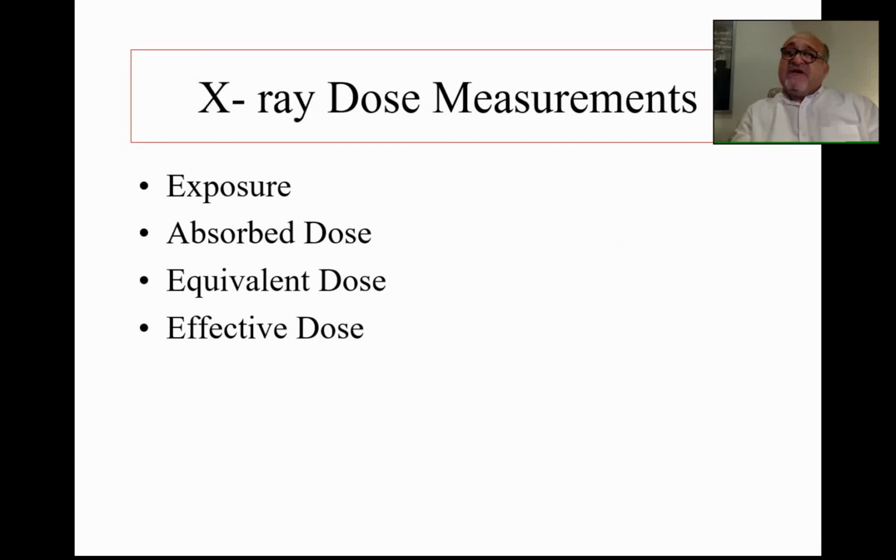When it comes to terms, we are going to deal with 4 terms of X-ray dose units and measurements, or let me say ways of measurement. The first is the exposure, the second is the absorbed dose, third is the equivalent dose, and the last, which we will use always, is the effective dose. Let us understand what these terms mean.